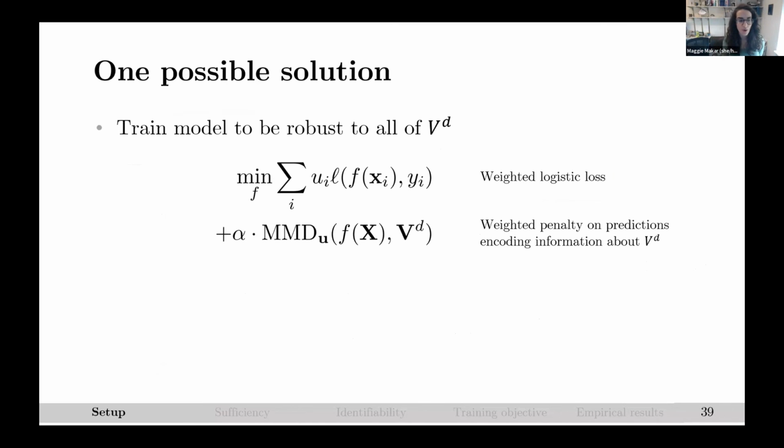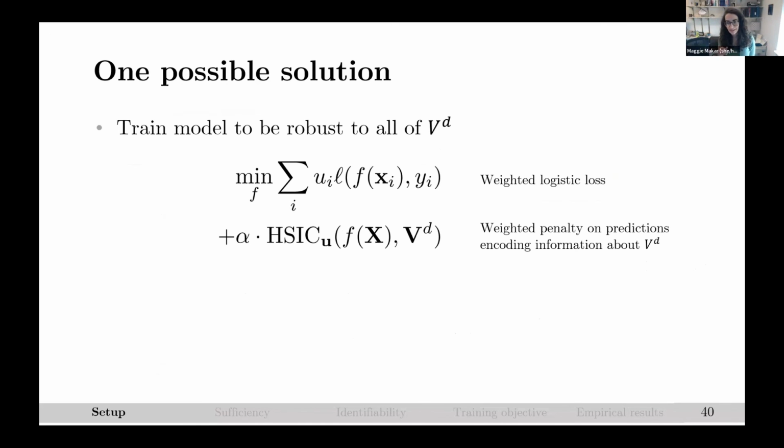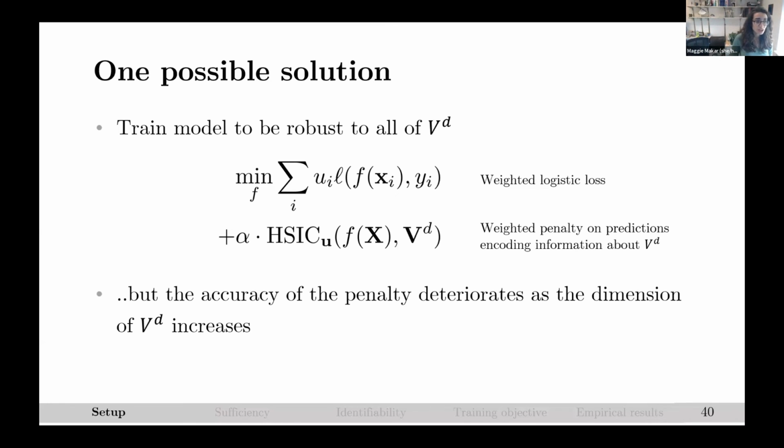Turns out that the MMD doesn't quite work, but you can trivially extend it to the Hilbert-Schmidt independence criterion, or HSIC, which you can think of as an extension of the MMD that allows for arbitrary types of V_D, arbitrary types of auxiliary labels. So they can be continuous, binary, whatever, and they can be of arbitrarily high dimension.